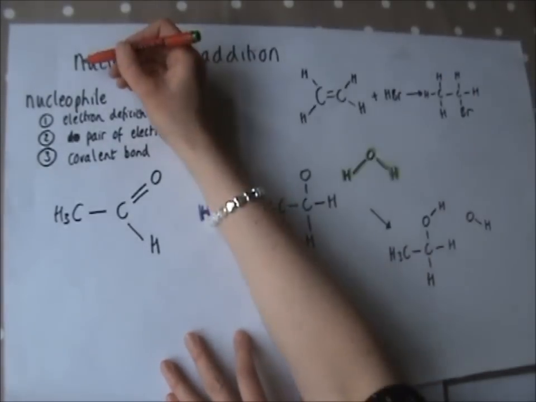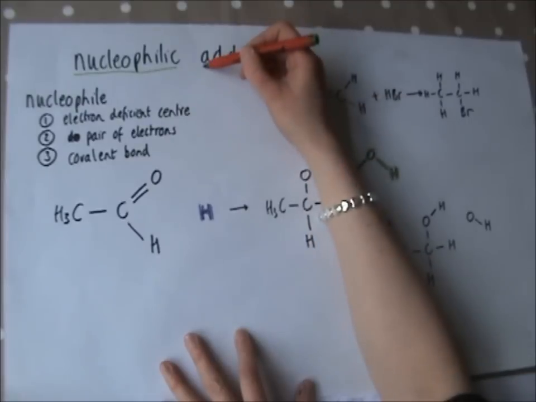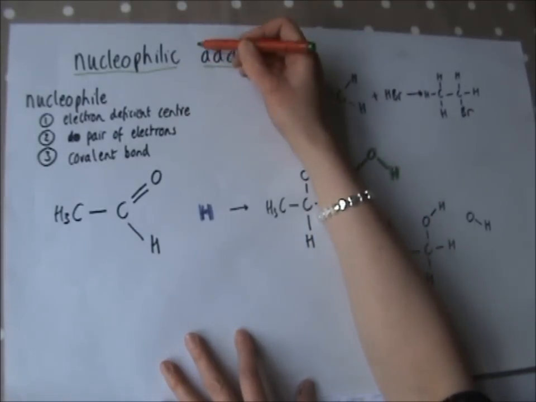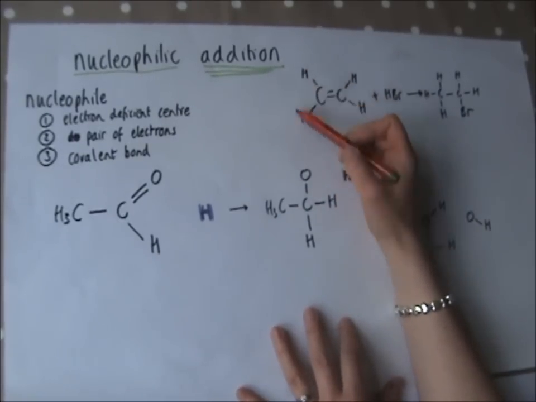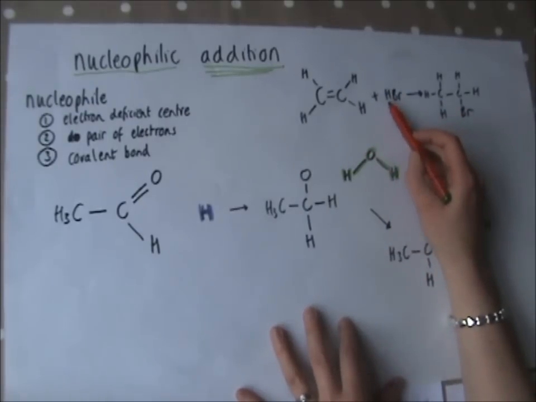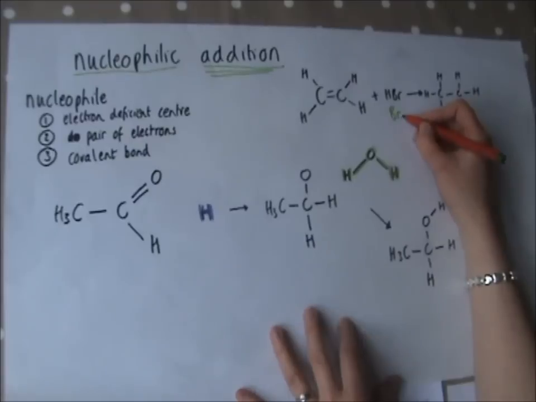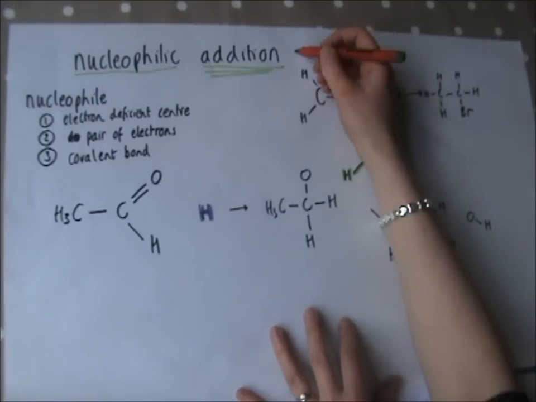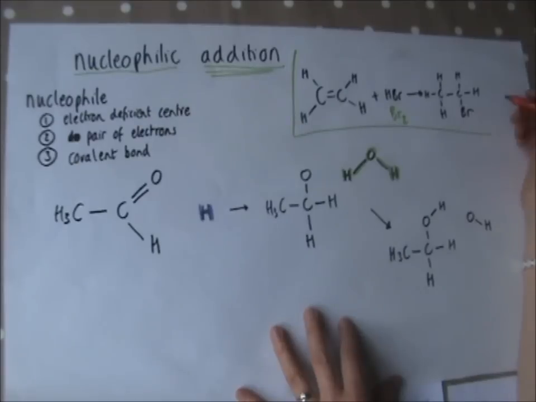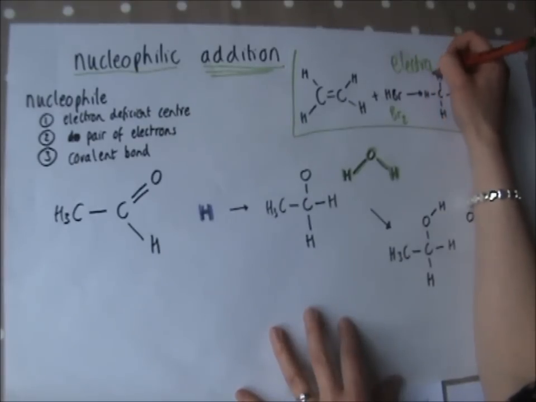Right, so this mechanism is a nucleophilic addition mechanism. Now, you have looked at another type of addition mechanism before, when you took an alkene and added either hydrogen bromide or bromine to make that saturated halogenoalkane. Yeah, it took me a long time to think of that. Okay, so that is a type of addition reaction, but that is electrophilic addition.